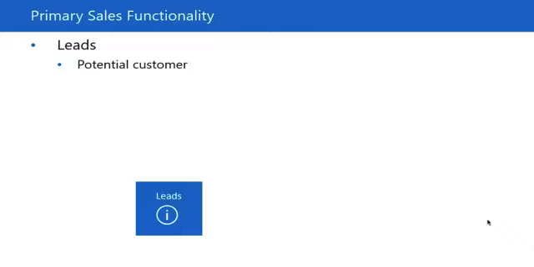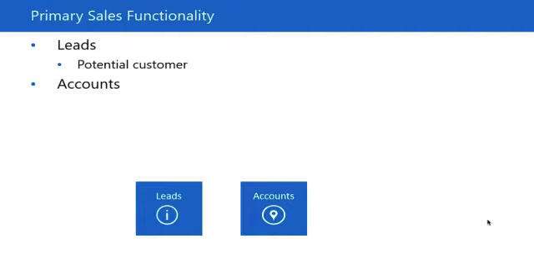If they are a viable customer, the lead would be qualified. If they're not considered a viable customer, the lead would be considered disqualified. Then we have accounts. An account generally represents a company or organization that is considered qualified, or companies that we've done business with for a period of time. In other words, an account is a group of people.